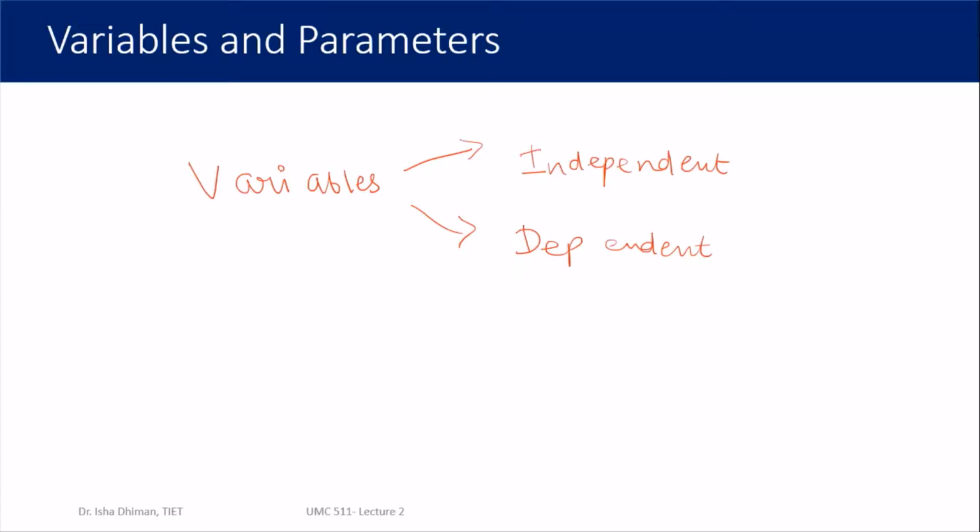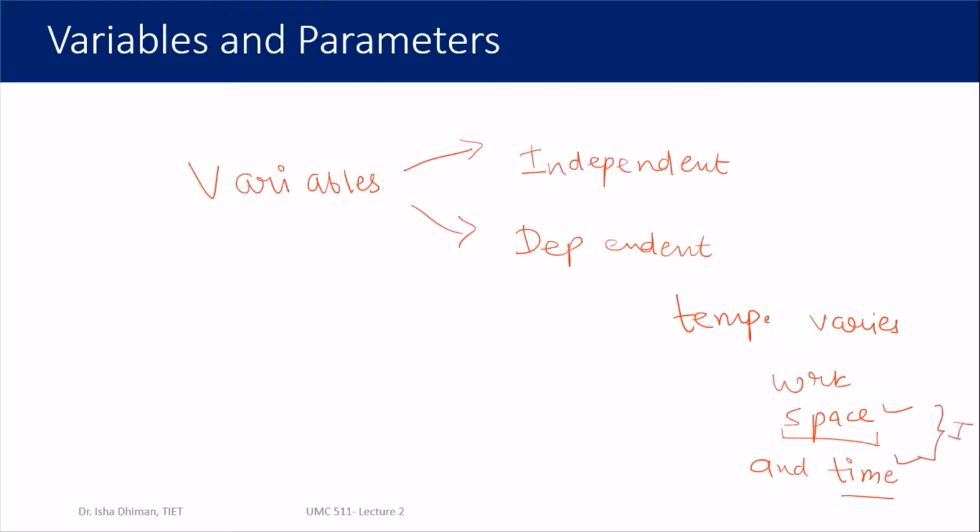For example, you are studying a weather forecasting model, so we know the temperature is varying with respect to space as well as time. The temperature at day is different from temperature at night, so it varies with time. And the temperature in Delhi is different from temperature in Patiala, so it varies with respect to space. So space and time are my independent variables, while the temperature is my dependent variable.